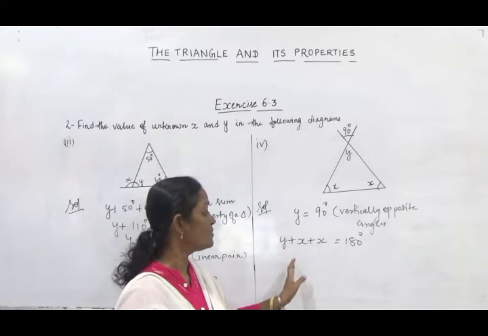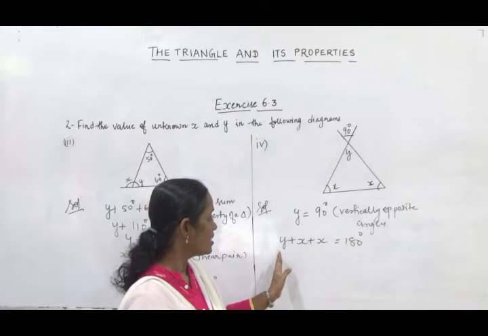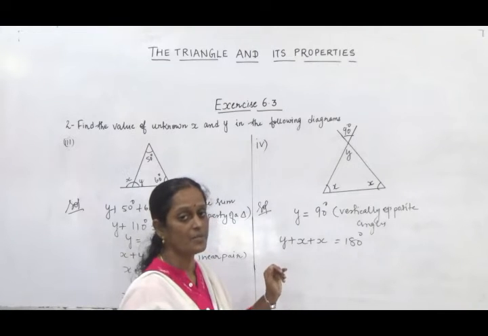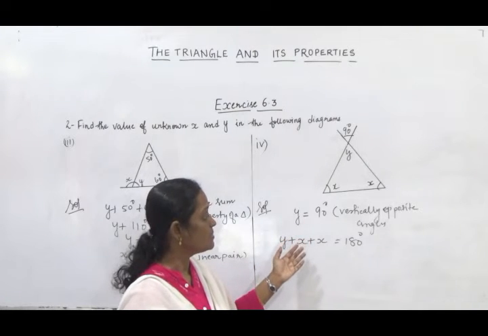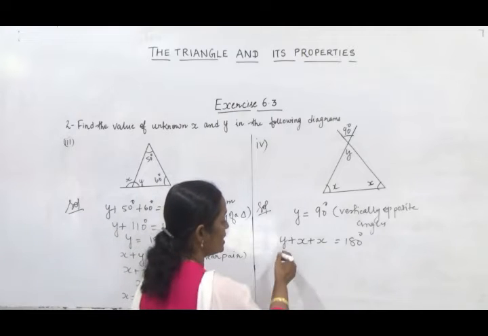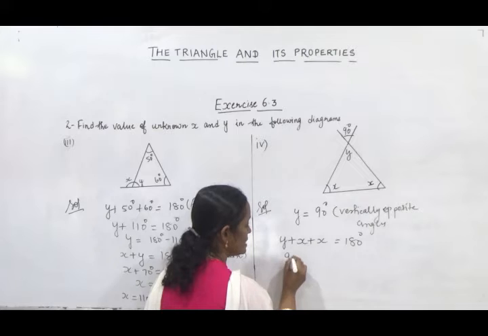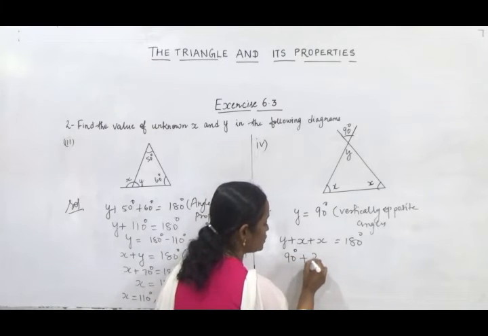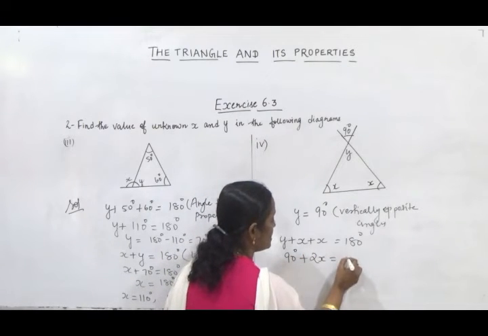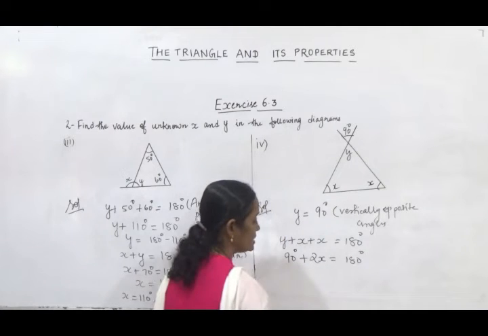Here the sum of the measures of these three angles. Here when we say sum of these three angles, it means the sum of the measures of the angles, y plus x plus x is equal to 180 degree. Here y you know it is 90 degree. X plus x is 2x. It is equal to 180 degree.